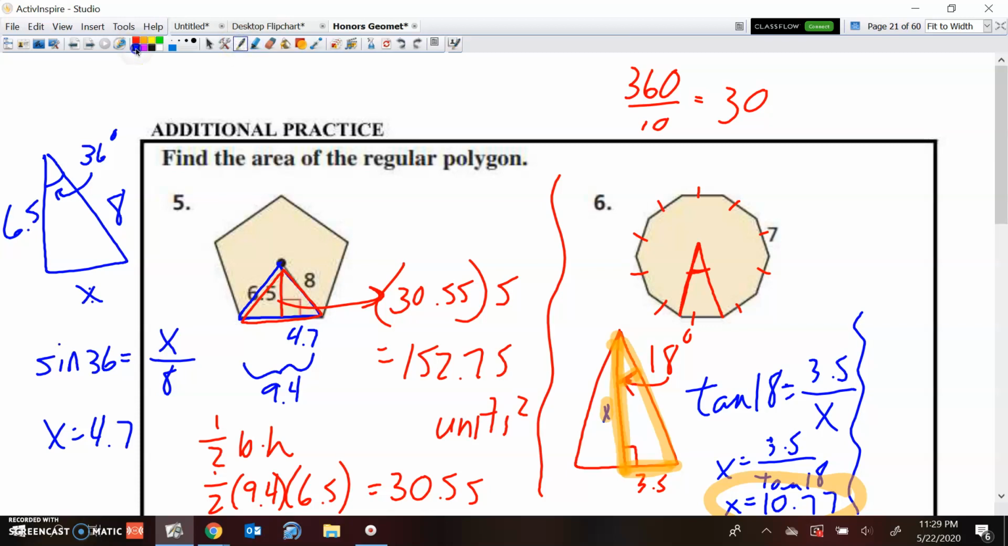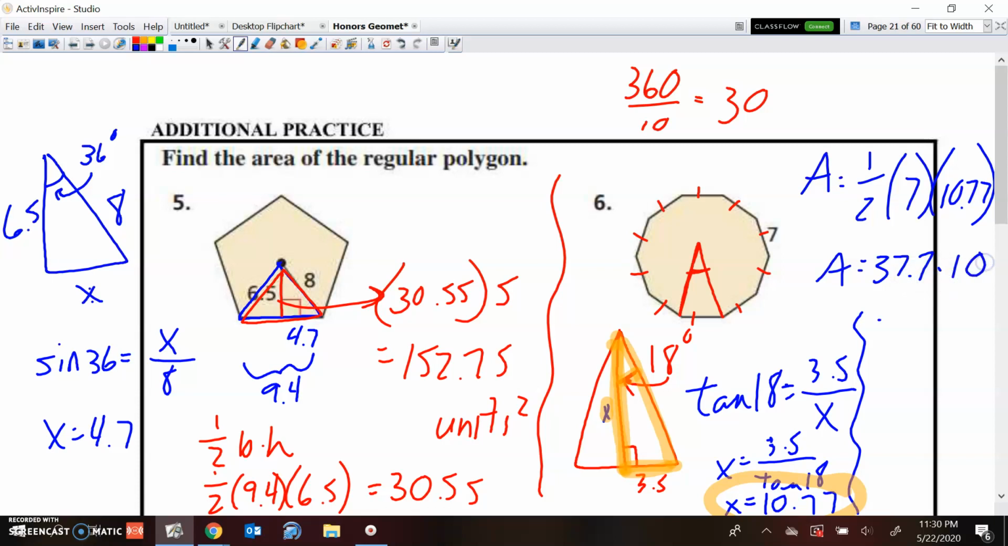So now I just have to find the area of the triangle, so it's 1/2, they gave me 7, times my apothem, 10.77, and all of that together gives me 37.7. So the area of one triangle is 37.7. Multiply that by 10. My total area is going to be 377 square units. Okay, we're all done.